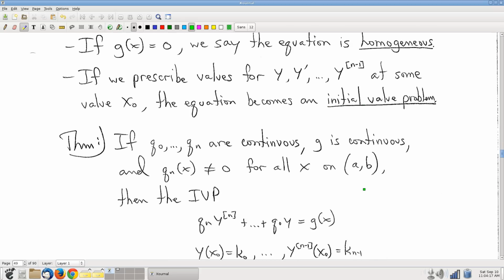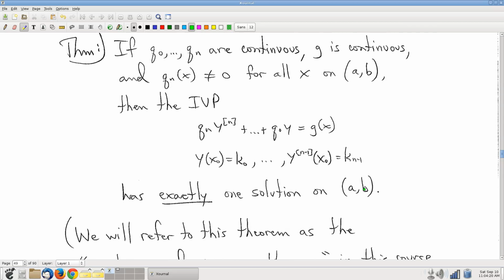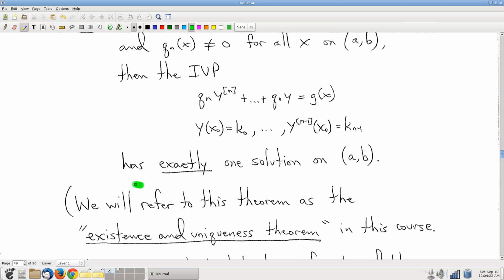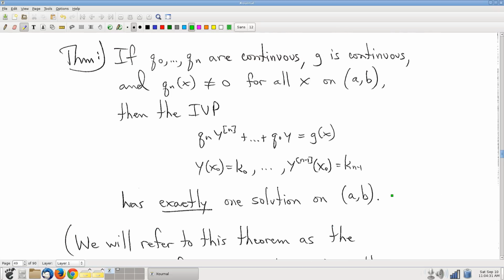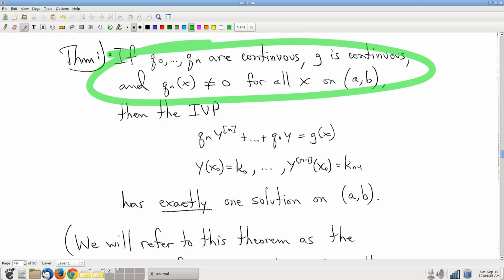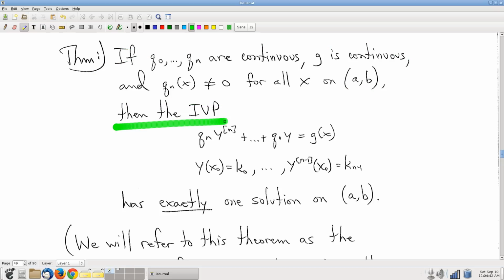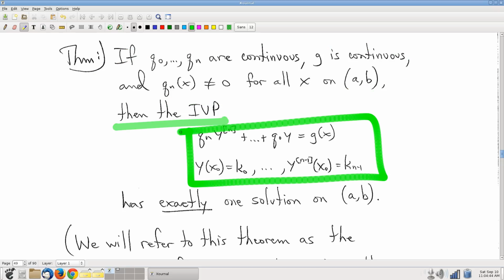So there's a big theorem we're going to make a lot of use of in this class. I like to call this the existence and uniqueness theorem for nth order linear differential equations. I'll talk about why we call it that in just a moment. Here's what the theorem says in the broad strokes. We'll get to the details in a moment. Under certain conditions, what this theorem says is that this initial value problem has exactly one solution.